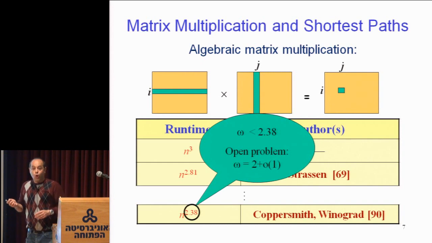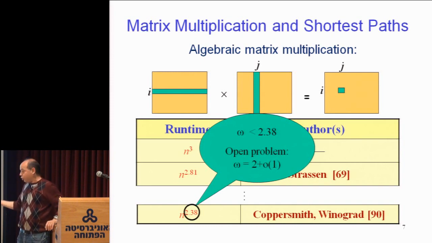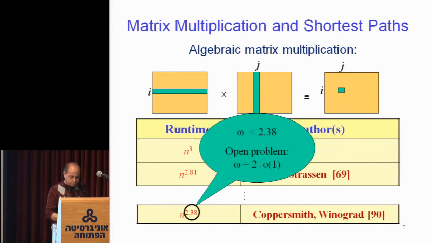So let us denote by omega the true matrix multiplication exponent that God knows. We know at least that omega is less than 2.38, and it, of course, will be at least 2, right? You have to write the output eventually. So let us denote it generally by omega.